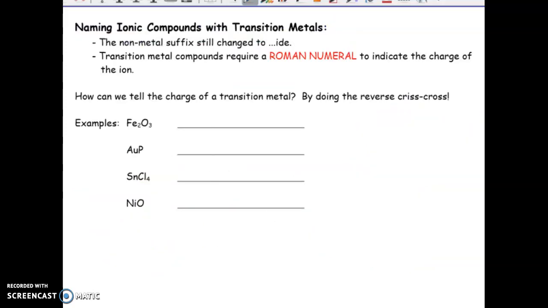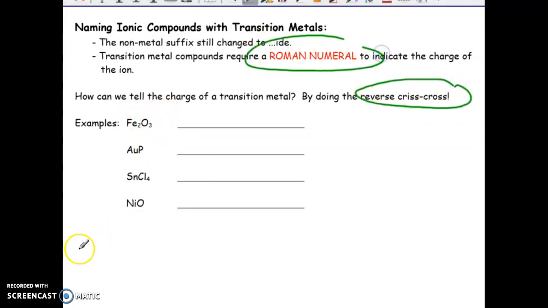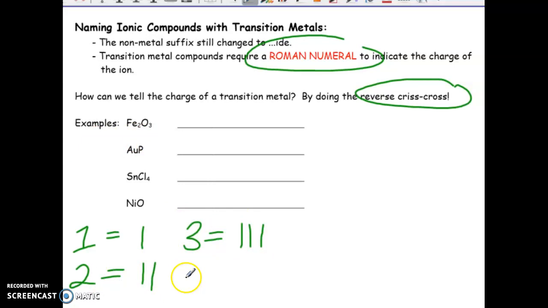Now, how are you going to know the opposite, the reverse crisscross? You have to look to see what the number is that has been crossed down. So you do the reverse crisscross. Just to review Roman numerals: 1 is just a line. 2 is 2 lines. 3 is 3 lines. 5 is a V. And 4 is a line and a V, so it's like the 1 before 5.